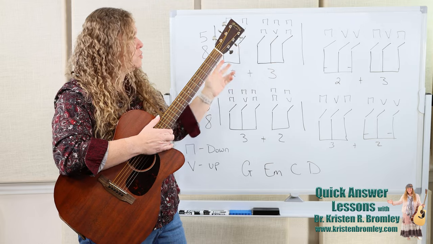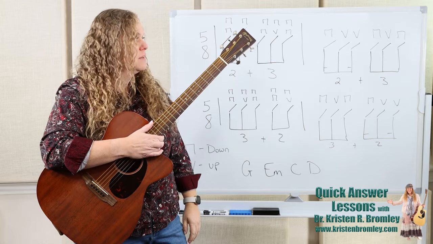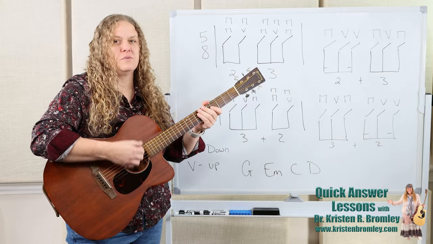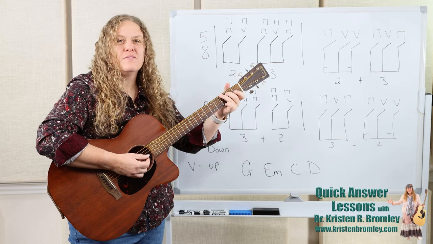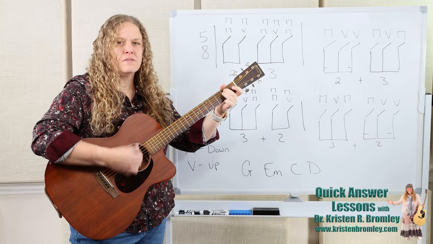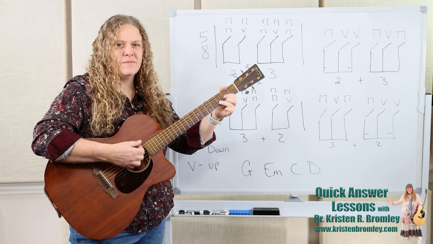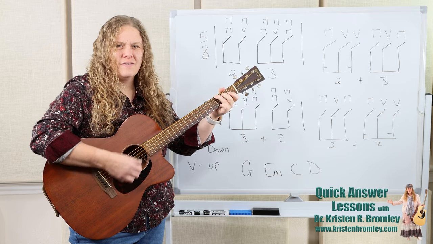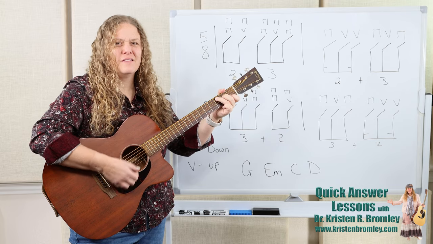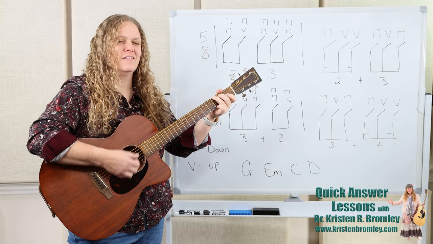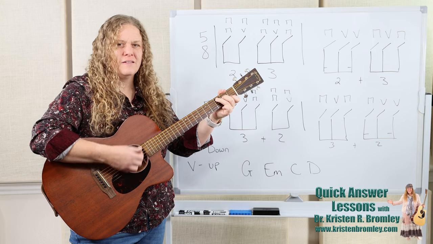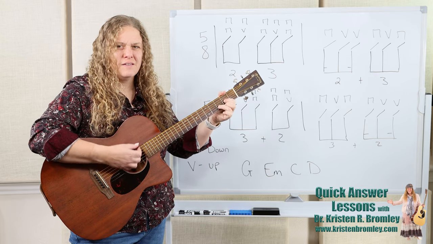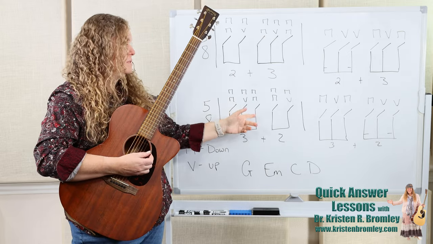Great options when we're going 2 plus 3. Two eighth notes plus three eighth notes in those beats. And if we're going 3 plus 2, then we do the same things, only we put the 3 first. So we'll start with 1, 2, 3, 1, 2, 1, 2, 3, 1, 2, all down. 1, 2, 3, 4, 5. Down, up, down, down, up.